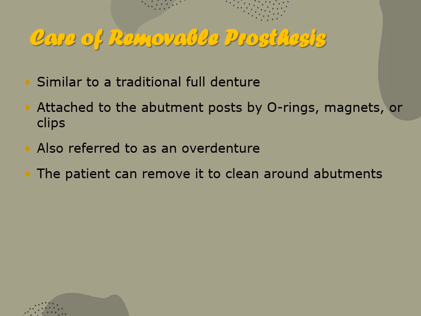The way that most people talk about this, or the layman's terms, they'll call them all on fours. And you can see in the picture there's 4 implants. So all of the teeth are all on 4 implants is how that works out. And then the patient can remove it to clean around the abutments.